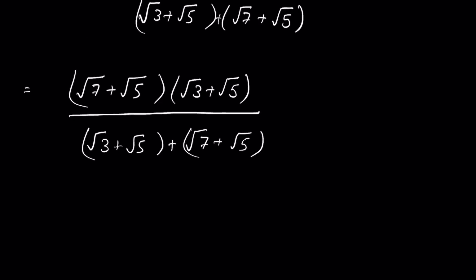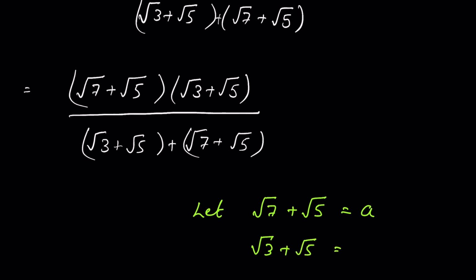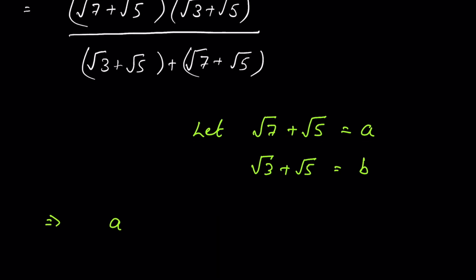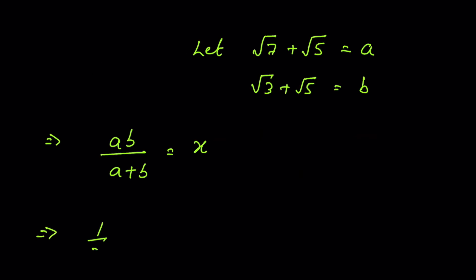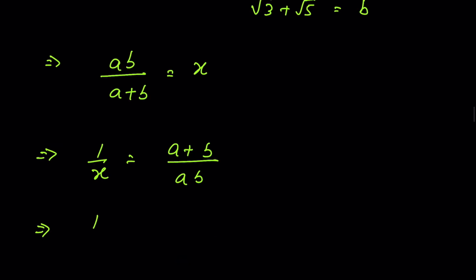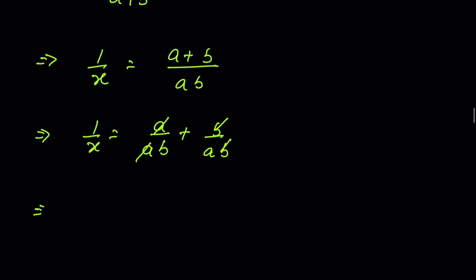Now let us consider square root of 7 plus square root of 5 is equal to a and square root of 3 plus square root of 5 equals b. Then we have a times b upon a plus b, and let this be equal to x, or we can write 1 upon x equals a plus b upon ab, or 1 upon x equals, ab is the common denominator, we can write a upon ab plus b upon ab. Now here a and a get cancelled and here b and b get cancelled, so 1 upon x equals 1 upon b plus 1 upon a.